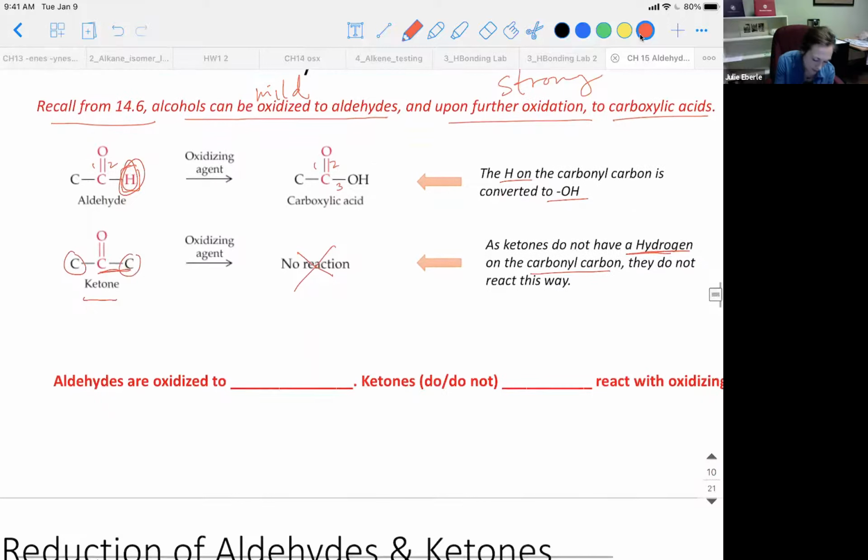All right, so aldehydes are oxidized to carboxylic acids. Ketones do not.